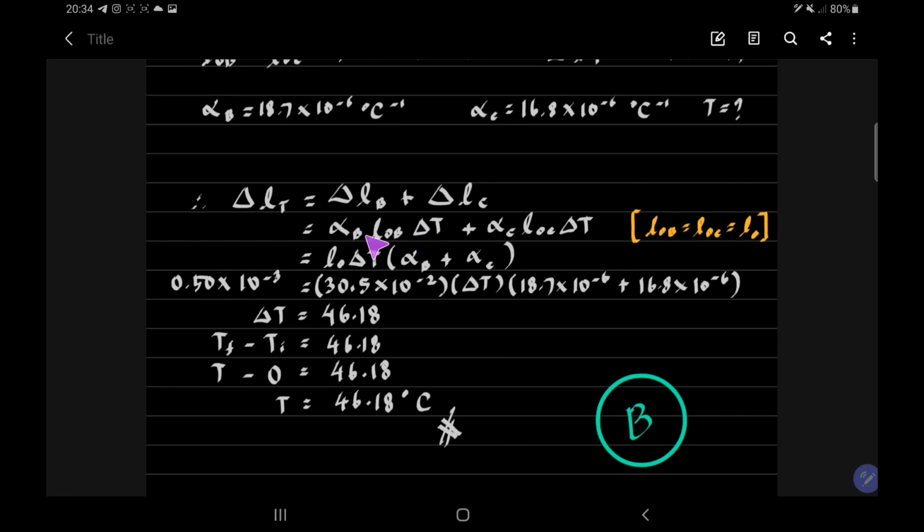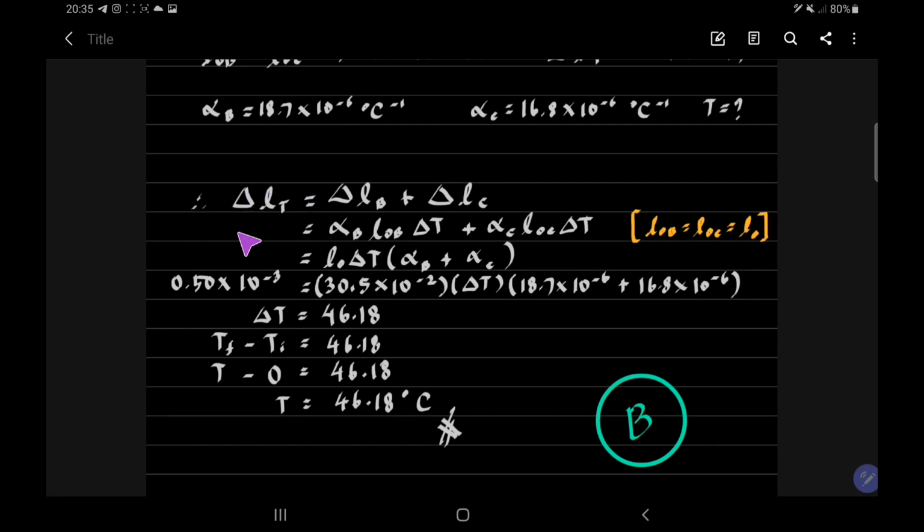So I factorize L naught and delta T to be like this, multiplied by alpha of brass plus alpha of copper. Again, L of brass equals L of copper, so I factorize it to be L naught, and delta T is also the same, so I take it out and factorize it like this. Alright, so you will get this, and then we substitute all the values.